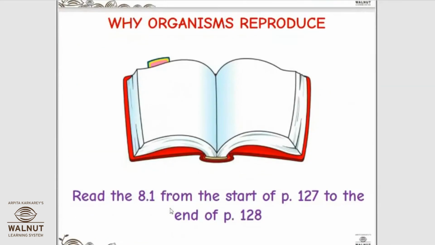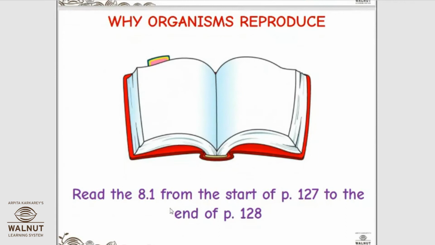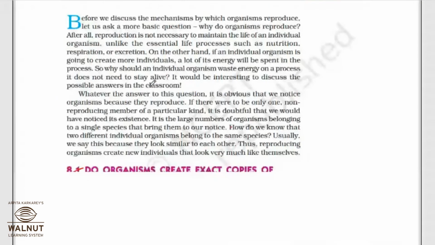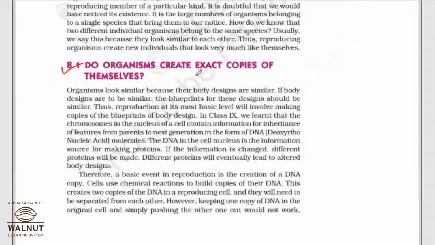You can read this. Why organisms reproduce, 8.1. We have here 8.1, just 8.1 you need to read. Do organisms create exact copies of themselves? So here again, you can read about how copying of DNA takes place. Like I will read here.